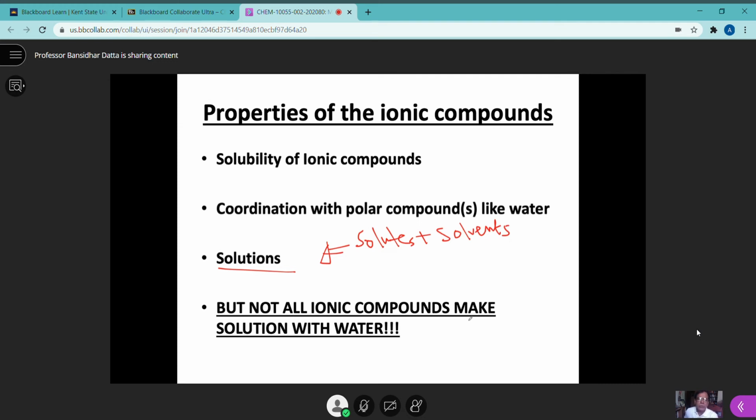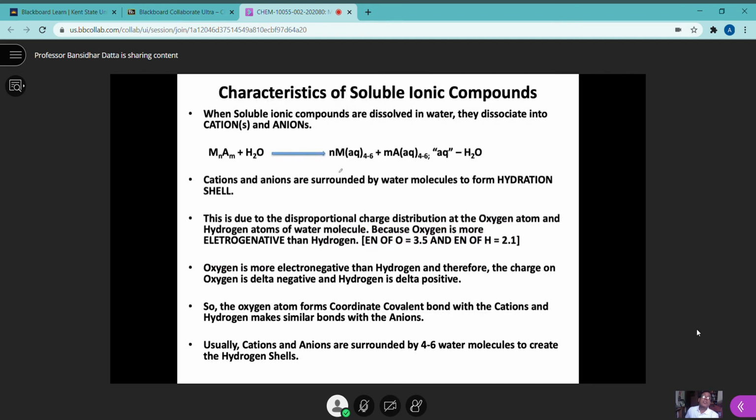Now, as I said, not all ionic compounds make solutions. So there must be some sort of generalization that will tell which compounds are soluble and which are insoluble. Insoluble means they don't dissolve, right? That's basically the next topic. This is the characteristics of the soluble ionic compounds. Once the soluble ionic compounds are dissolved in water, they dissociate into cations and anions, as I told you earlier, right? So if this is the general formula.